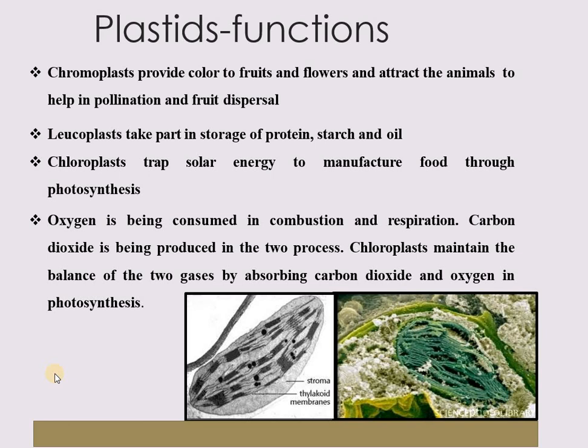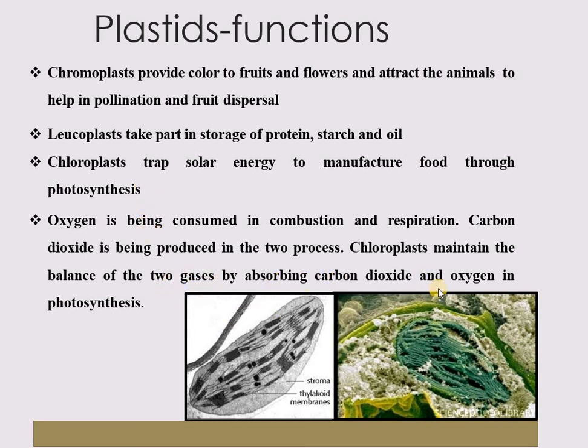Oxygen is being consumed, you all know, in both the processes, that is combustion and respiration. And in both of them, carbon dioxide is produced as a byproduct. So it is the chloroplasts that maintain the balance of the two gases in the environment by absorbing carbon dioxide and producing oxygen in the process of photosynthesis. In this way, they maintain the balance of oxygen and carbon dioxide in nature. So chloroplasts are very important for the environmental balance.